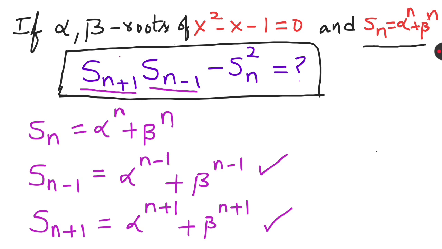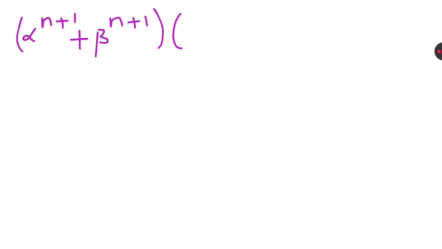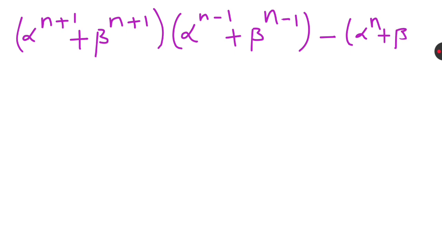So what is S(n+1)? Alpha^(n+1) + beta^(n+1). This is the S(n+1) value, times what we have? We have alpha^(n-1) + beta^(n-1). This is the S(n-1) value, minus Sn^2. So what is Sn? (alpha^n + beta^n) whole squared.